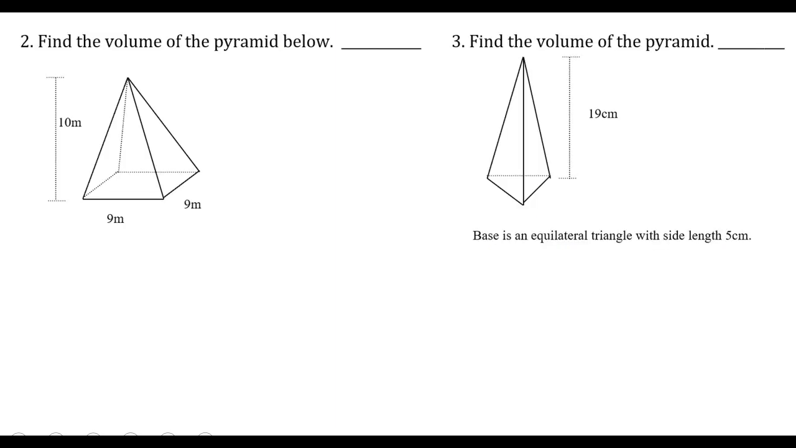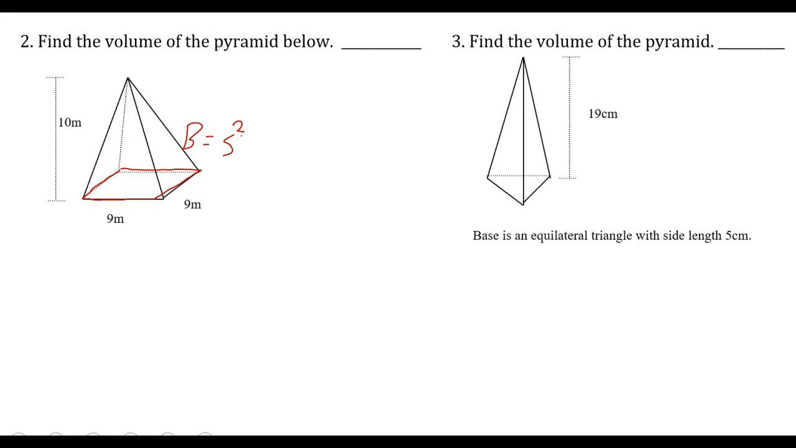Fantastic. Let's go look at some other ones. Find the volume of the pyramid below. All right, first things first, identify what the base is. The base is a square. Everything's 9 at the bottom. So I can use the formula for a square, which is s squared, side squared, as the base, the big B there.